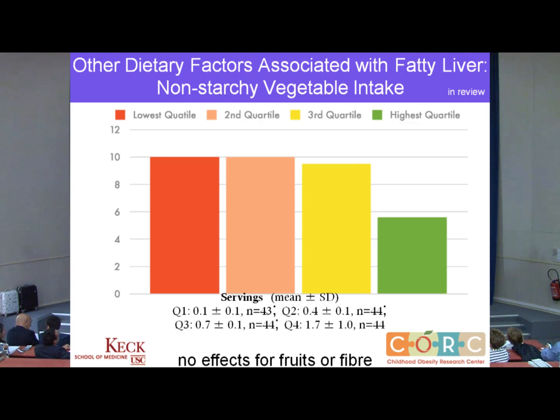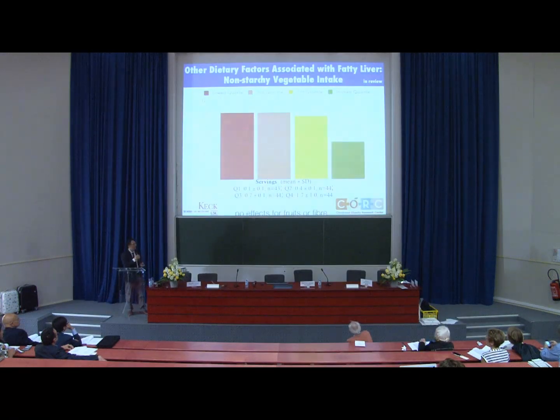So these are four groups. These are children in quartiles of vegetable consumption. And you can see here the lowest quartile with 0.1 servings per day, a very small level of non-starchy vegetable consumption, and the fourth quartile is almost 2 servings per day. You can see the highest quartile, and this is independent of those genes that I mentioned, as well as other characteristics such as dietary sugar. So independent of those factors, high levels of vegetable consumption are protective for fatty liver.